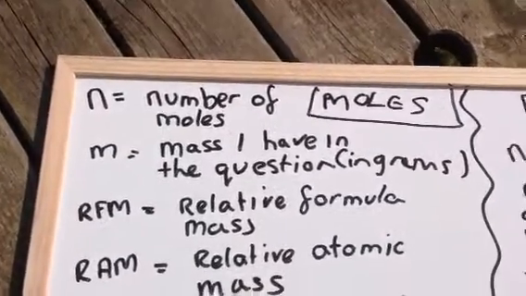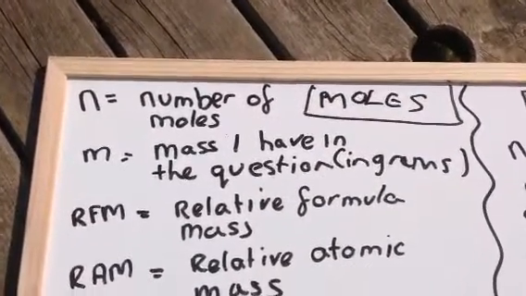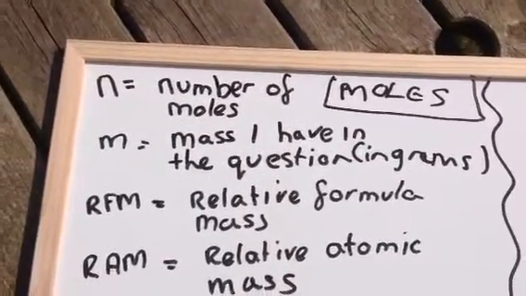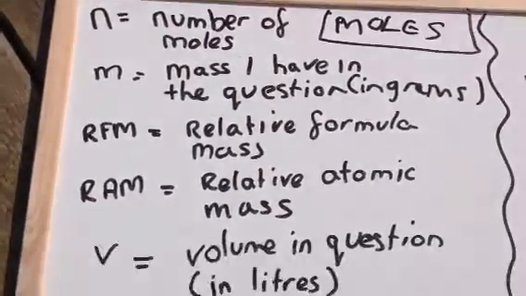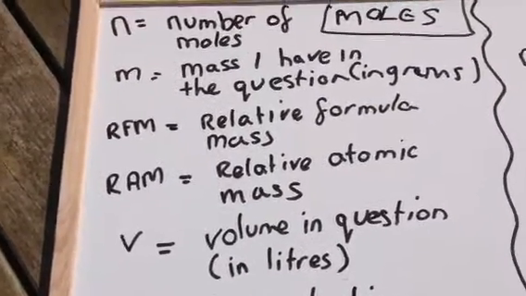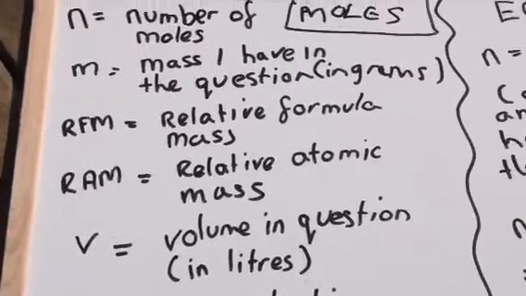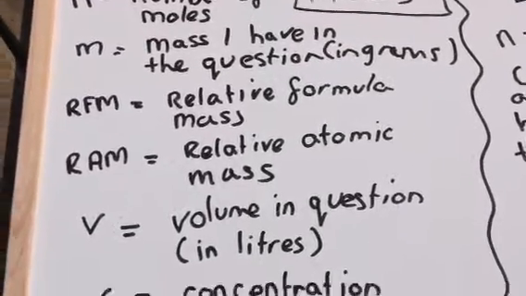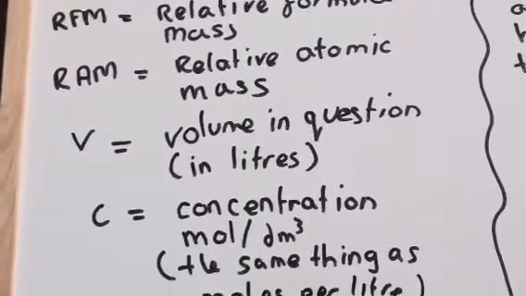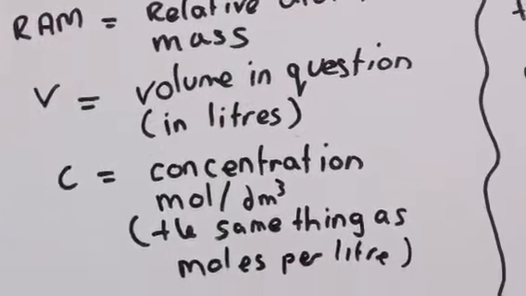The relative atomic mass, obviously that's when I only have elements, so that's just the mass number of that element. So for example, the relative atomic mass of sodium is 23. The volume, that needs to be in litres, so I would need to convert my centimetres cubed into litres by dividing by 1,000. The concentration is C, and that's in moles per decimetre cubed. That's just the same thing as moles per litre.